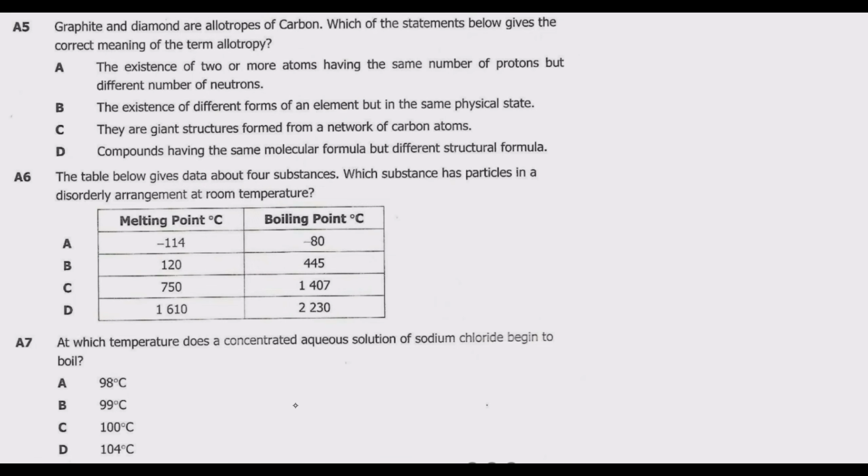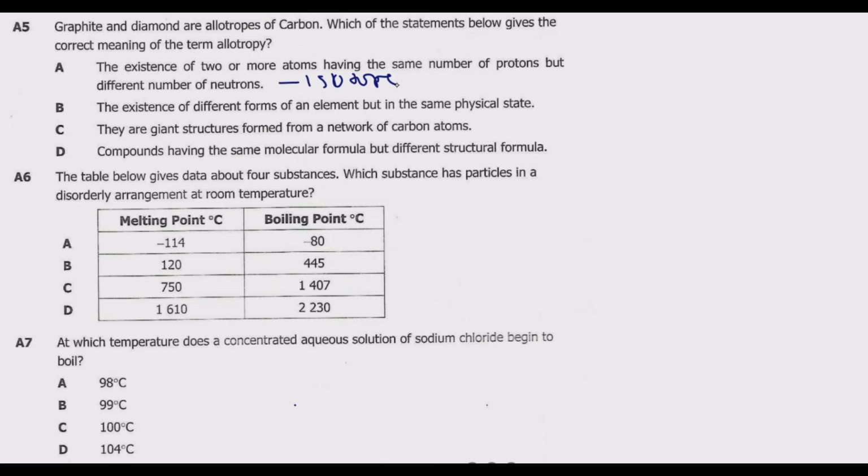Question A5. Graphite and diamond are allotropes of carbon. Which of the statements below gives the correct meaning of the term allotrope? A. The existence of two or more atoms having the same number of protons but different number of neutrons. So this is what is known as an isotope.